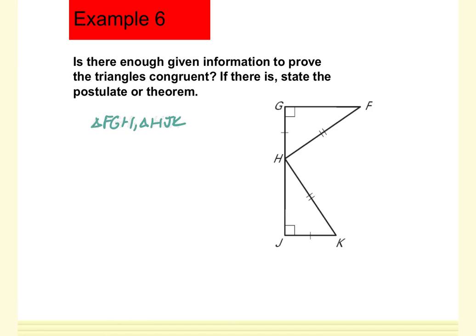Okay, so tell me what we know about these two triangles. Because of the marks. What kind of marks? So the right angle tells me that I can use that angle as either a congruent pair of angles or as my right triangle. Okay, what else is marked as congruent? This side, which is a leg, right? And the hypotenuse. So this would be hypotenuse leg.